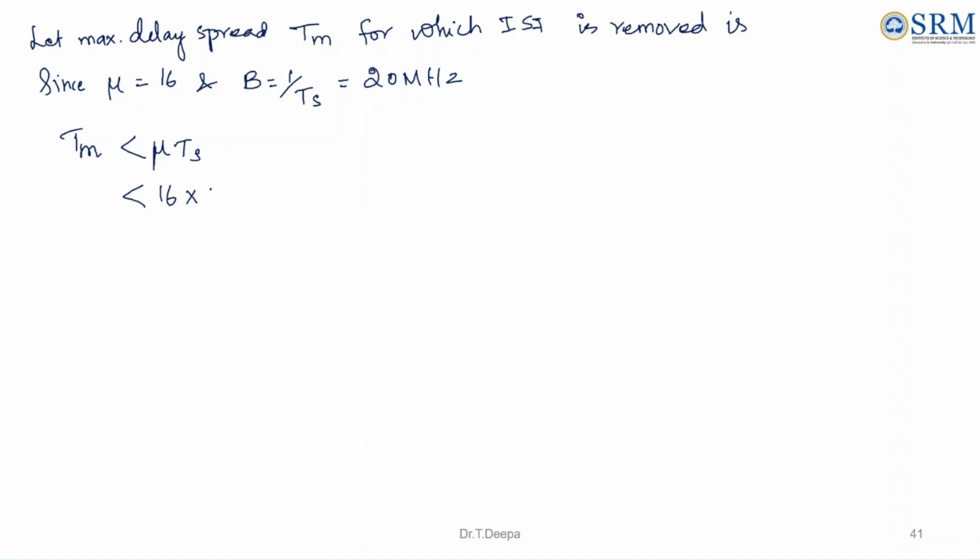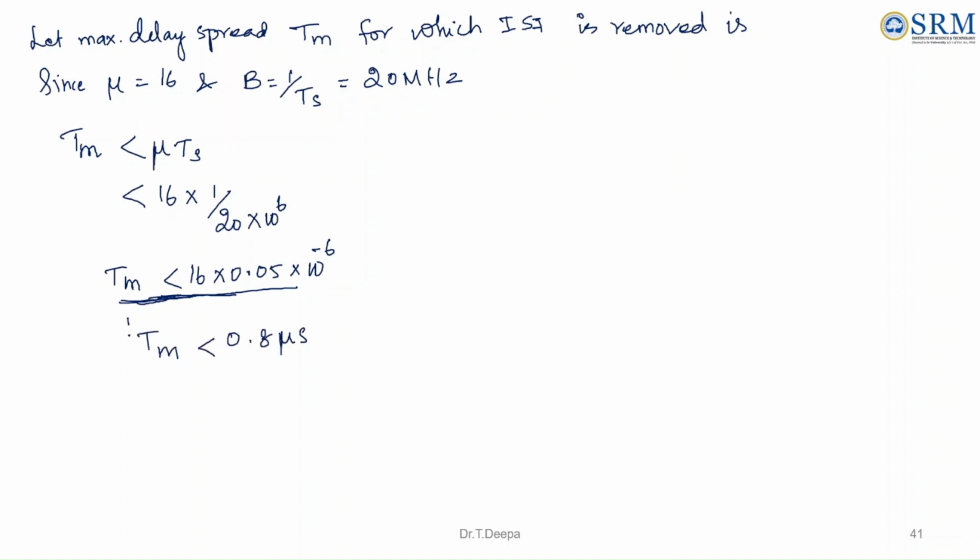So 16 times 1 by 20 megahertz: TM is 16 into 0.05 into 10 power minus 6, that is TM less than 0.8 microsecond, which corresponds to the delay spread in an indoor environment. Including both the OFDM symbol and the cyclic prefix, there are 80 samples.